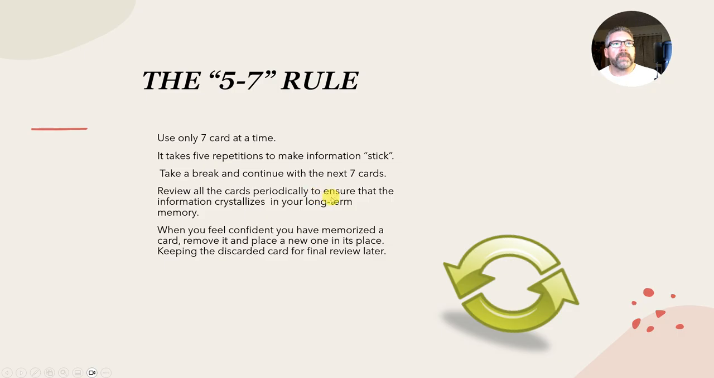Review all of those cards periodically to ensure that the information crystallizes in your long-term memory. Okay, put the cards to the side once you think you've got them, and then every week or something like that, you pick them up and you've got different stacks. So just grab a random stack and test yourself on them all the time. So you're constantly staying fresh.